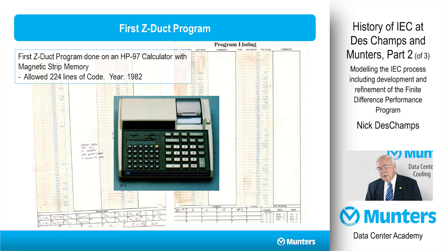I just thought I'd show you this, when going back gathering materials for this presentation. I came across a lot of my old works that I spent hours in front of a computer doing. This is the first computer program done for the Z-Ducts. It was done on a calculator that had a strip magnet, that you could do 224 lines of code. So 224 lines of code did not allow you to do a finite difference program.